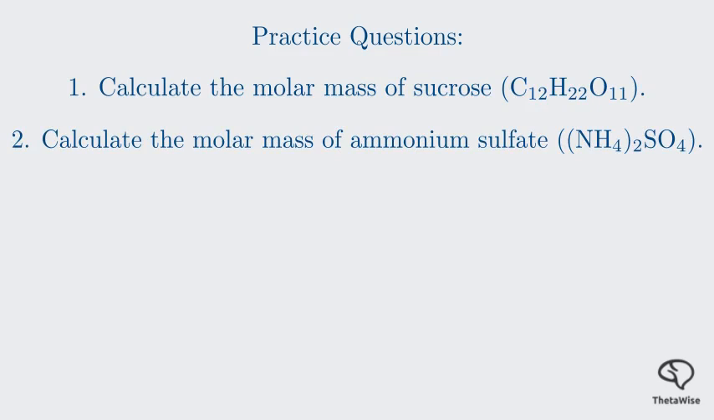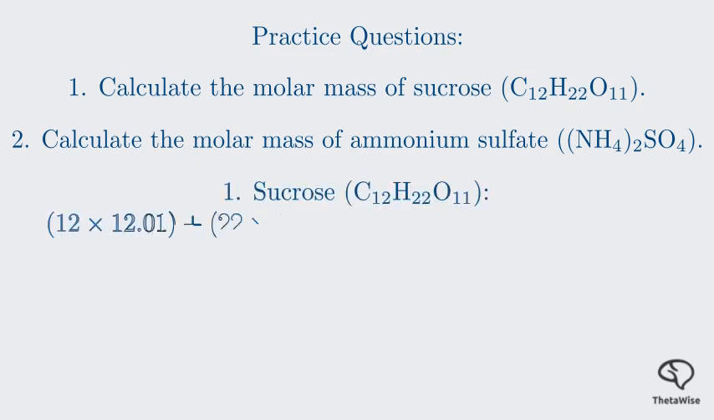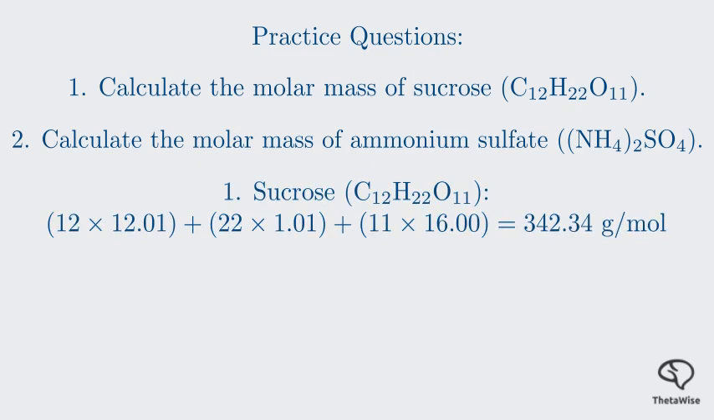For the sucrose, you should have calculated a molar mass of 342.34 grams per mole. That's 12 carbons, 22 hydrogens, and 11 oxygens. For the ammonium sulfate, you need to count the atoms carefully. There are 2 nitrogens, 8 hydrogens, 1 sulfur, and 4 oxygens. The molar mass should be 132.1 grams per mole. I hope you got both of those.